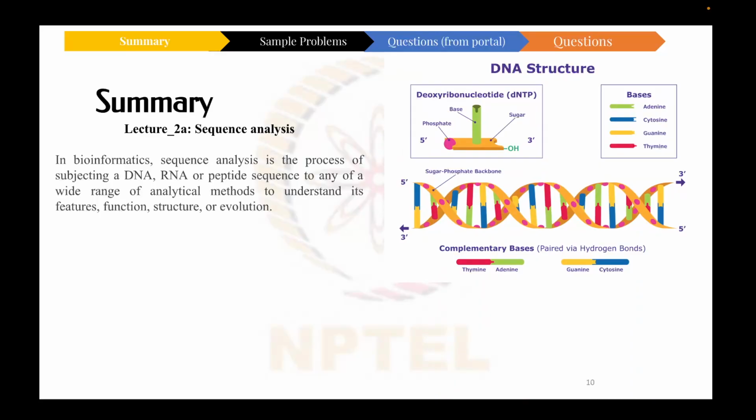So a DNA sequence means the specific order of nucleotide bases, that is adenine, thymine, cytosine and guanine. The DNA sequence serves as a fundamental code that carries genetic instructions for the development, functioning and maintenance of living organisms. Each DNA sequence is unique to an individual and is inherited from one generation to the other.